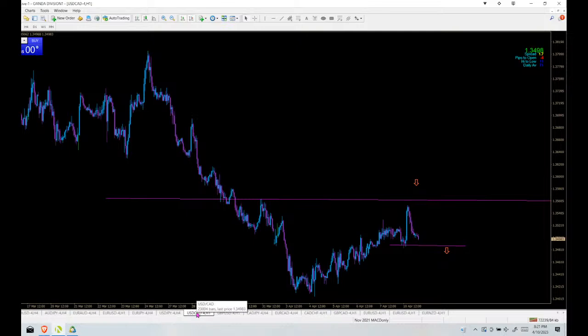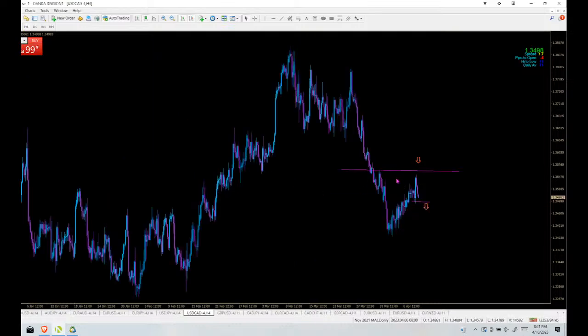Here's the dollar Canadian. You can see I have this kind of structure level drawn right here. You go to the 4-hour chart. There's a structure area right here before this last leg down. You can see we've come back up.